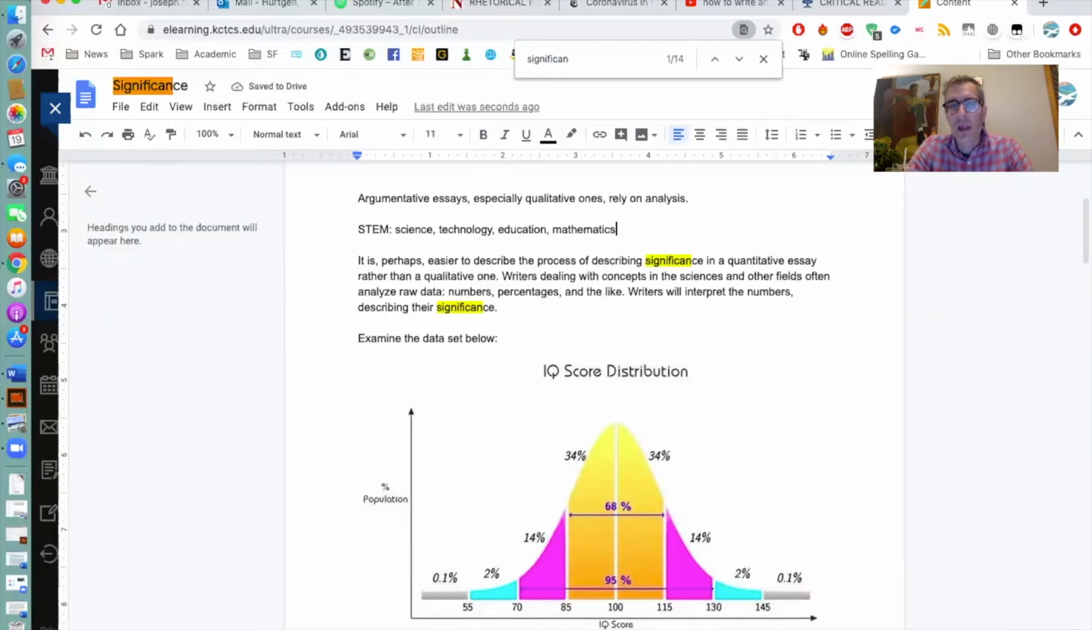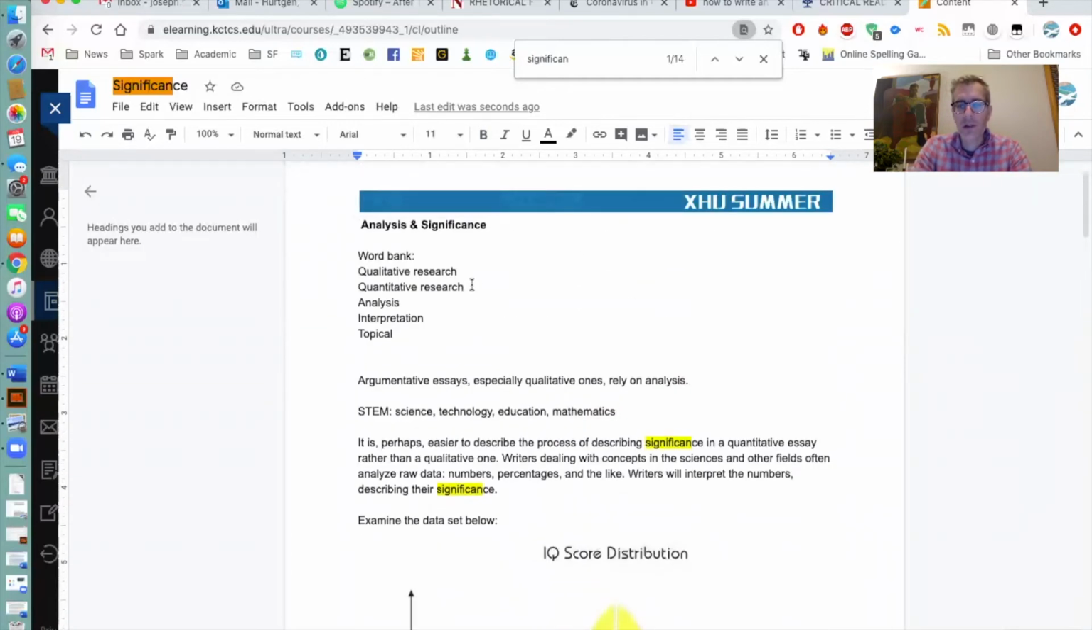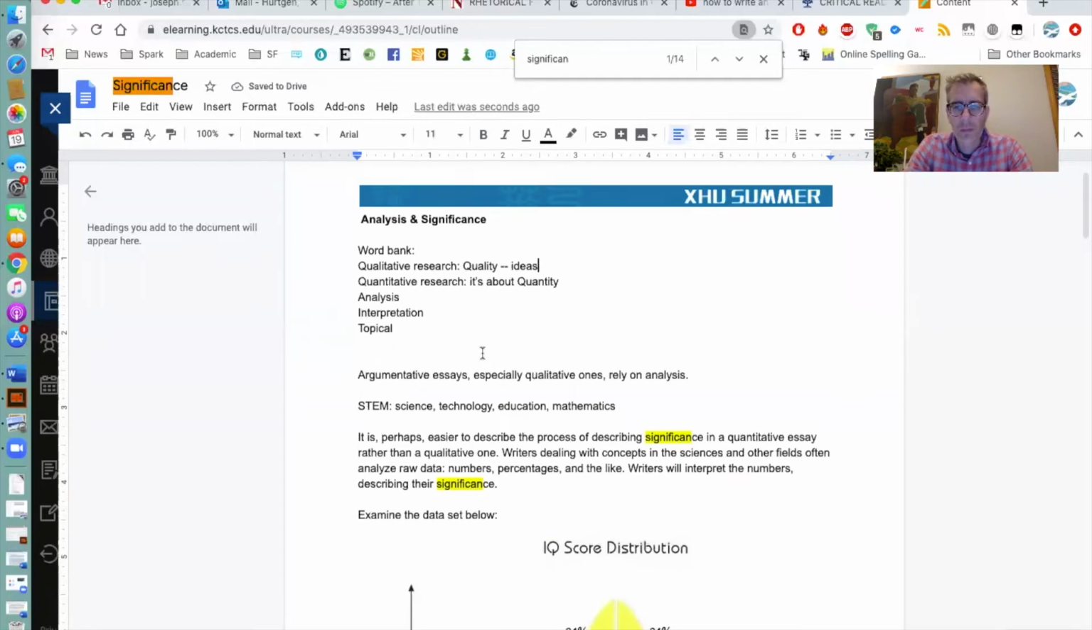They often analyze raw data. We're talking about numbers, percentages, statistics. And so those writers will interpret the numbers and they'll describe their significance. And that is quantitative research. Really, we can say, it's about quantity, how much or how little. But you, in this class, will be working on qualitative research. So that root word is about quality. And these are more dealing with ideas.